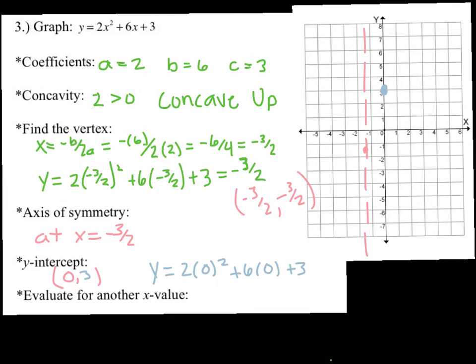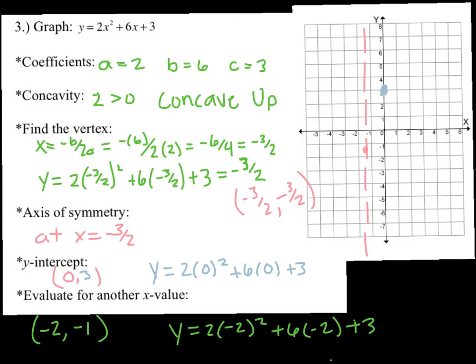Now it asks us to evaluate for one more x value. So I'm just going to plug in -2. So let's plug in -2 for x and get y. So y equals 2 times -2 squared plus 6 times -2 plus 3. -2 squared is 4 times 2 is 8. Okay, and then 6 times -2 is -12. So we have 8 plus -12, which is -4. -4 plus 3 is -1. So -2, -1.